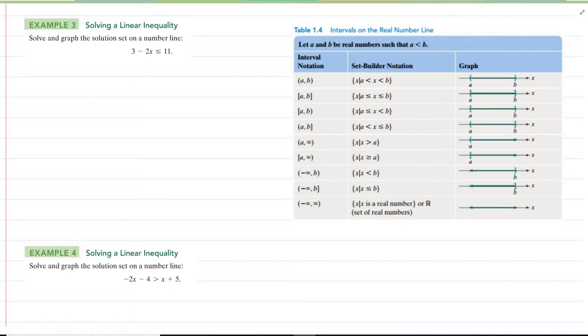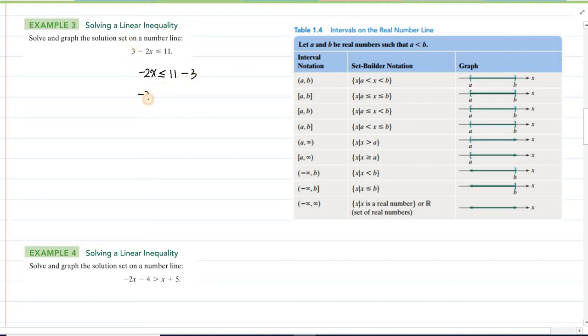Let's move on to example 3. Example 3, solving an inequality. So here I leave the table right there. Let's go ahead and look at this. How do we solve this? We have 3 minus 2x less than or equal to 11. So here we have an inequality. We're going to subtract 3 from both sides. We're going to have negative 2x less than or equal to 11 minus 3. Subtract 3 from both sides, or you can think about a positive number moving to the other side to become a negative number.